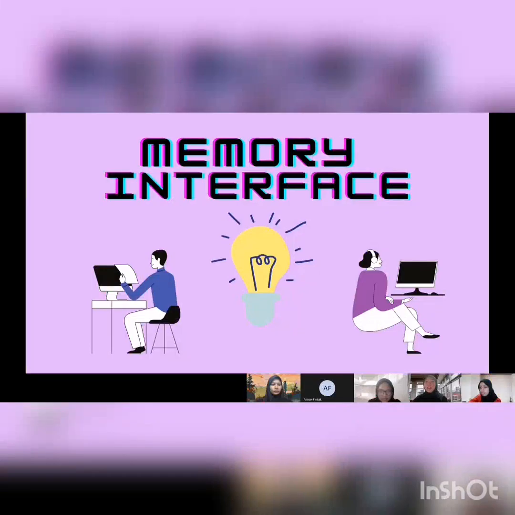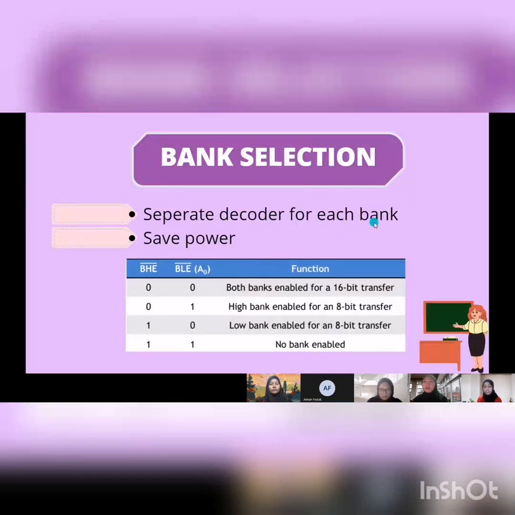Thank you. So I'm going to explain the memory interface. First, we're going to take a look at the bank selection. The bank selection we use in our project is a separate decoder for each bank. This is to save power. So basically, there are two pins involved in the bank selection, which are BHE and BLE. Both pins are active low, meaning that they are only activated when we give logic 0.